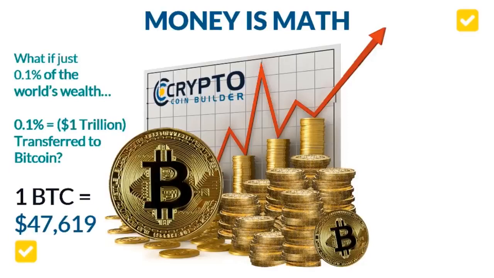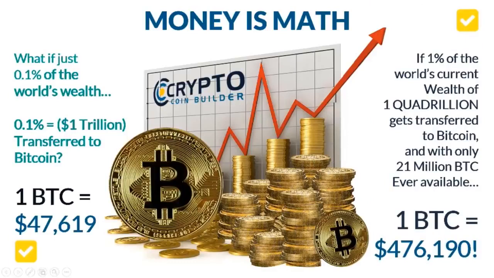With only 21 million Bitcoin, each Bitcoin would be worth $47,619. Now get this, if 1% of the world's current wealth of 1 quadrillion transferred into Bitcoin, we would see one Bitcoin being worth $476,190. It's almost $500,000 per Bitcoin. And guess what? It's plausible. It's very possible. And at the pace that money is flooding into cryptocurrency, it's maybe an inevitability.